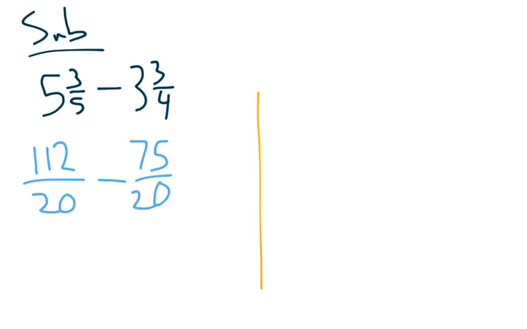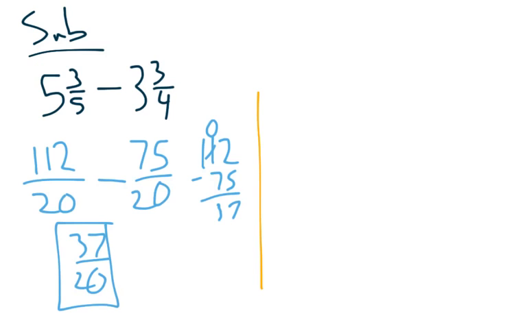So again, if you need to, you do failsafe and you use improper fractions, you get the common denominator, and now we just do the subtraction. So 112 minus 75, that's 7, that's a 0, 3, so we're now looking at 37 over 20, and we see if we can reduce it. We can't.